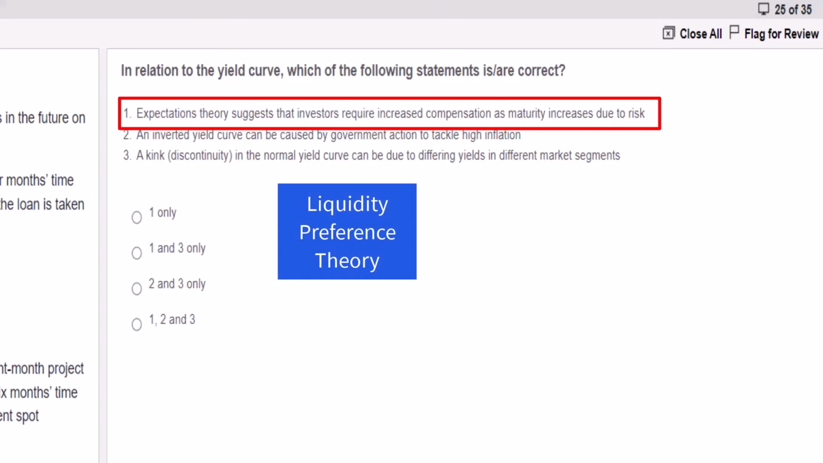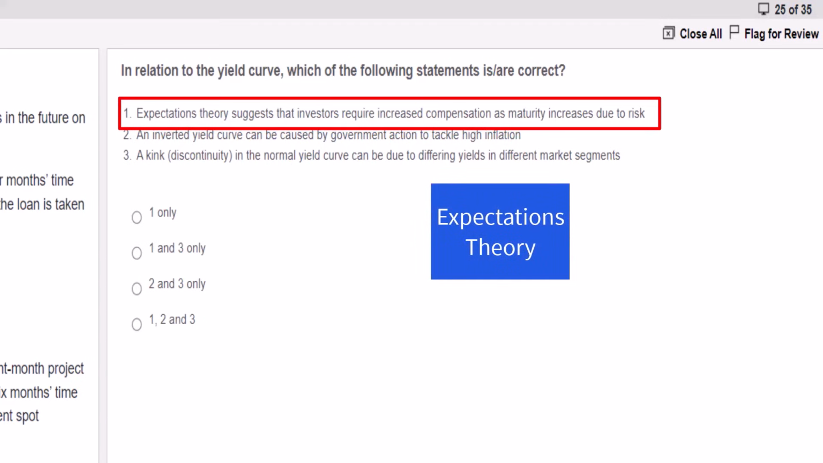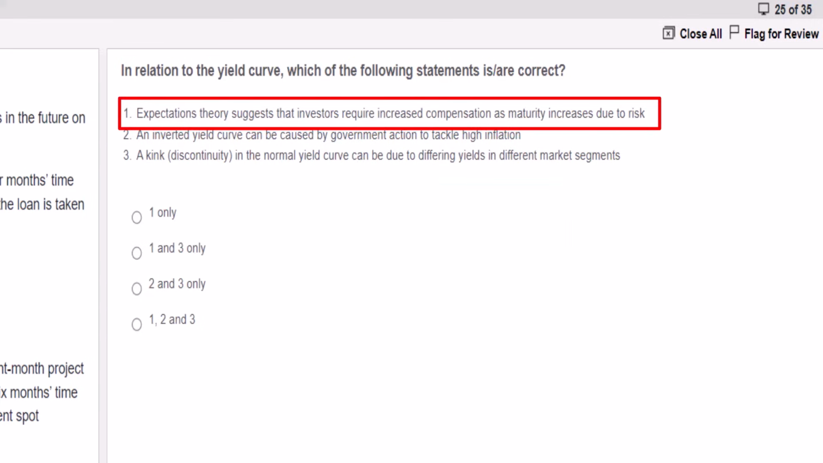Liquidity preference theory says yields rise with maturity, as investors require more return for the risk of money being tied up in the longer term. Expectation theory means yields rise with maturity due to investors expecting an increase in underlying interest rates in the future. So number 1 is incorrect.